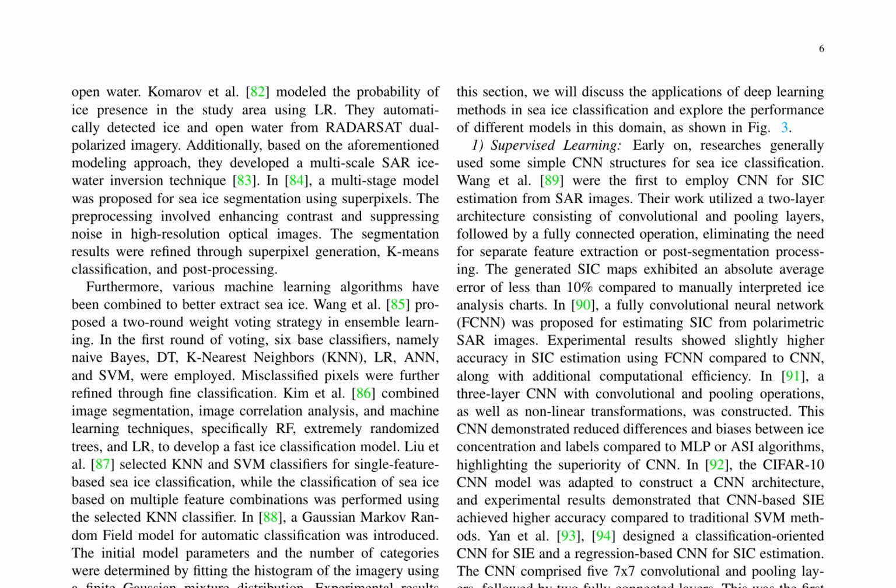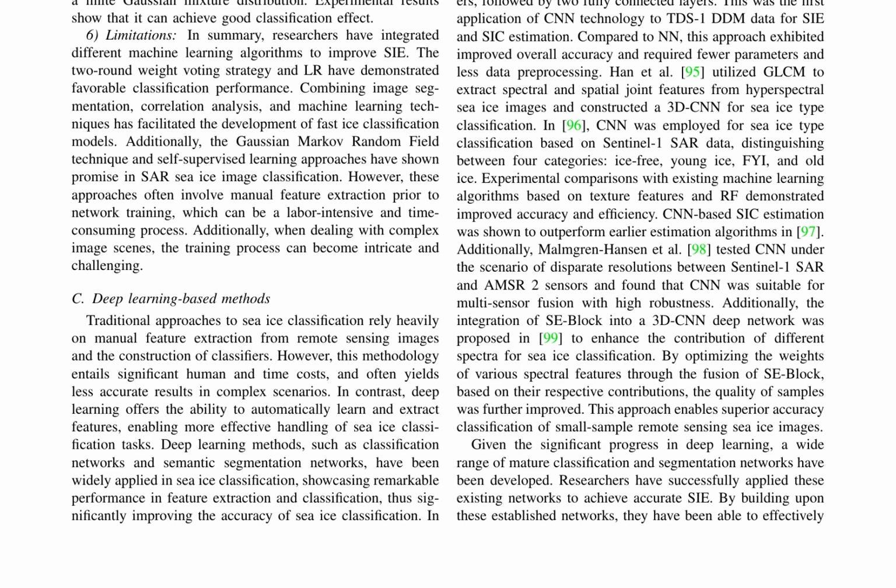A three-layer CNN with convolutional and pooling operations, as well as nonlinear transformations, was constructed, showing reduced differences and biases between ice concentration and labels compared to MLP or ASI algorithms. The CIFAR-10 CNN model was adapted to construct a CNN architecture, achieving higher accuracy compared to traditional SVM methods.